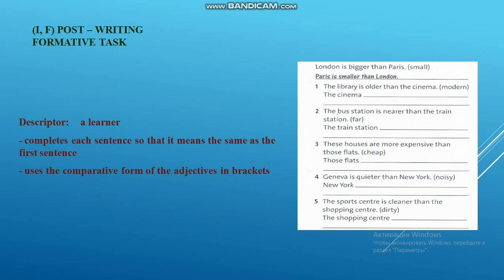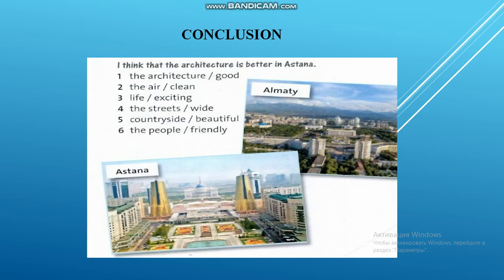In post writing, I gave formative tasks. Learners did them individually. They completed each sentence so that it means the same as the first sentence and used the comparative form of the adjectives in brackets. In conclusion, learners looked at the photos of Almaty and Nur Sultan and gave their own opinions about these cities.